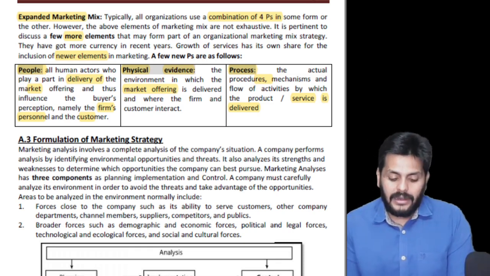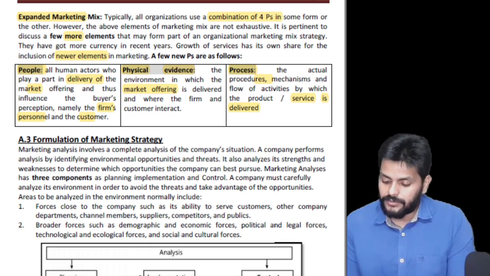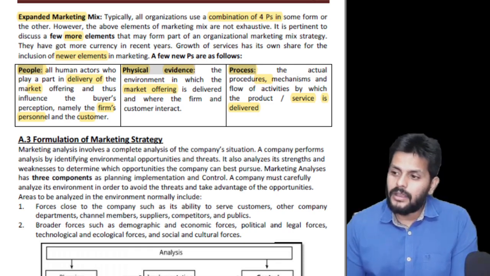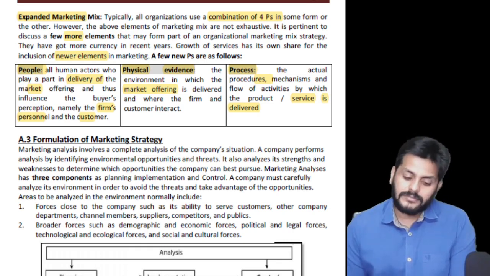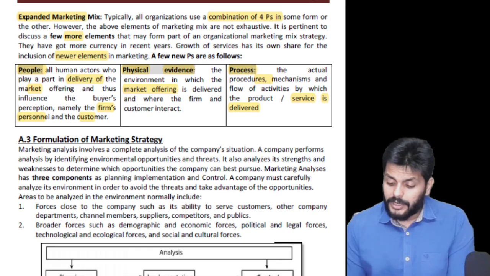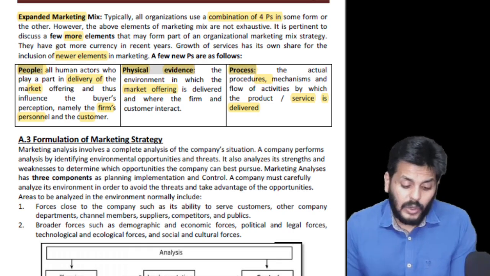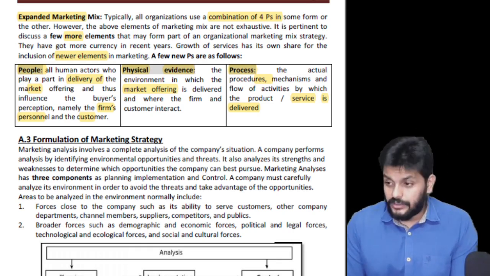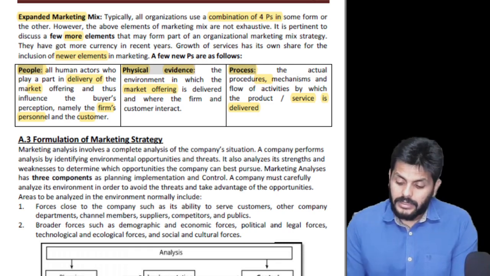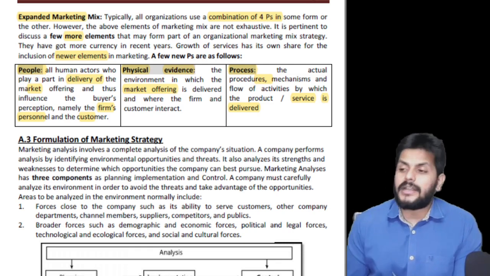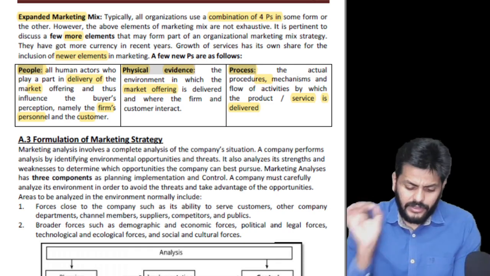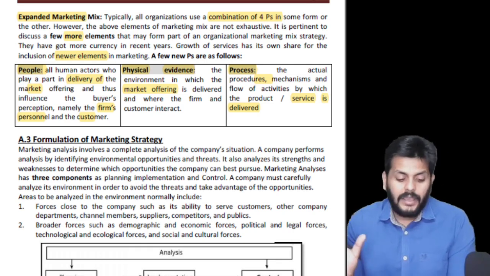Got it? So the 4 P's plus the 3 additional P's make up what is called the marketing mix and the extended marketing mix. The very important piece of our marketing discussion. And there is one more important piece of marketing discussion, which is called marketing strategies. There are 13 different marketing strategies, which obviously we will discuss in greater detail. Nothing to worry, we are not rushing there.